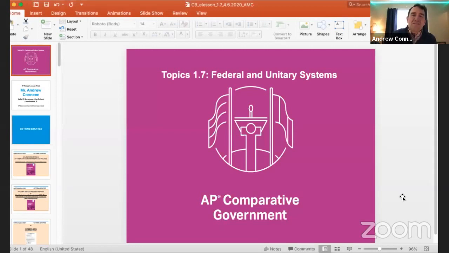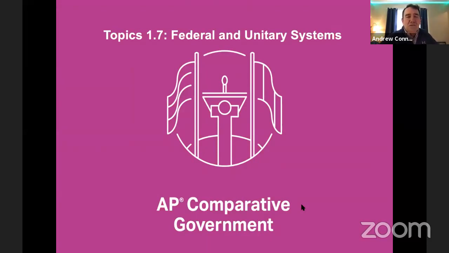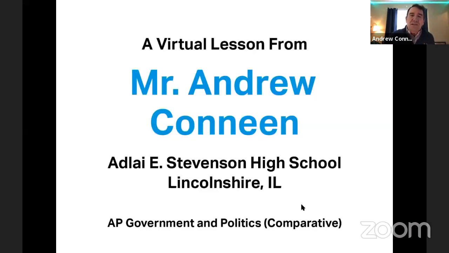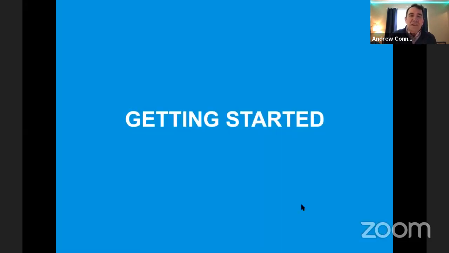So we are into Unit 1. I'm going to cue up our screen here. We're in Unit 1, and we're studying topic 1.7 today. We're looking at federal and unitary systems of government, particularly as they apply to our 6 different core countries.